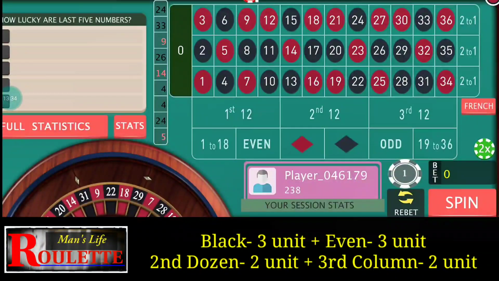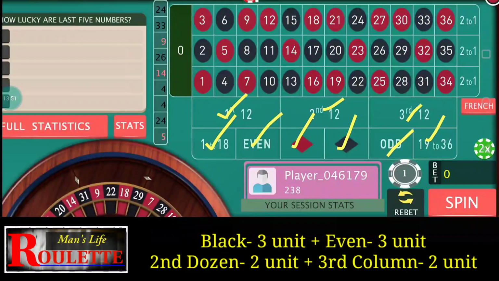So the basic of the strategy is that you have to put your bets in such a way that they cover every section of the table. Bigger numbers, smaller numbers, a few even numbers, a few odd numbers, a few black numbers, a few red numbers, and a few numbers from the first, second, and third dozen, and also some numbers from all three columns. And set your target right. For a $200 bankroll, a $30 target should be enough.